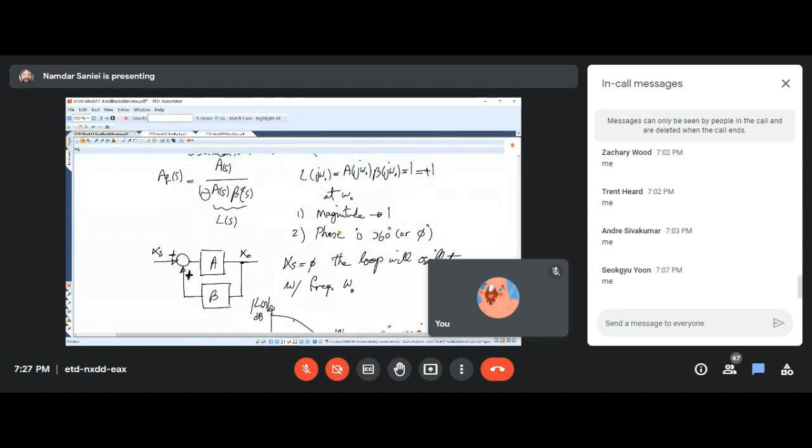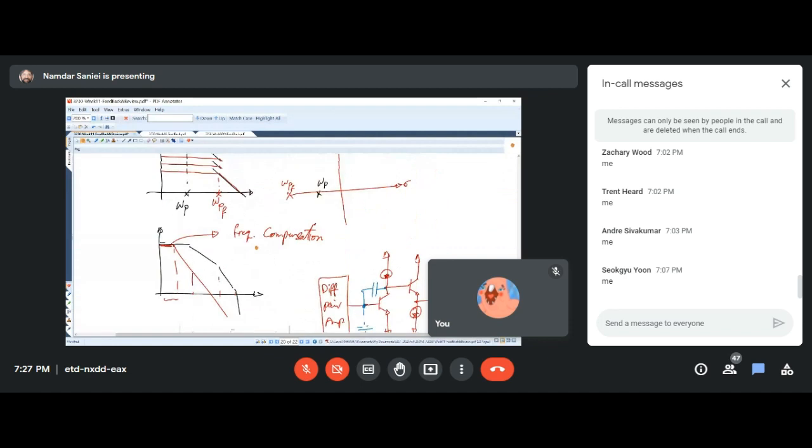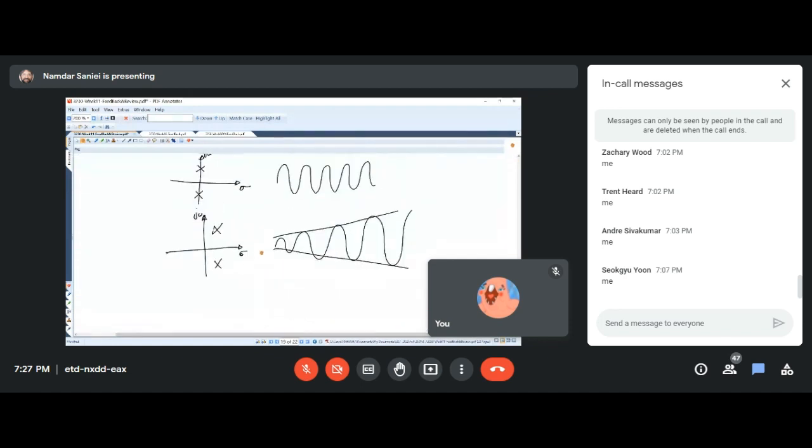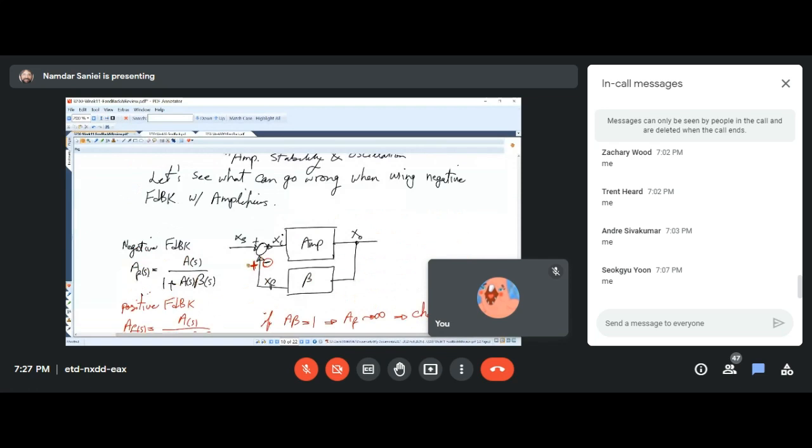Okay, and that is due to the positive feedback that we are introducing in our loop, rather than the negative feedback. Does that clear things a little?